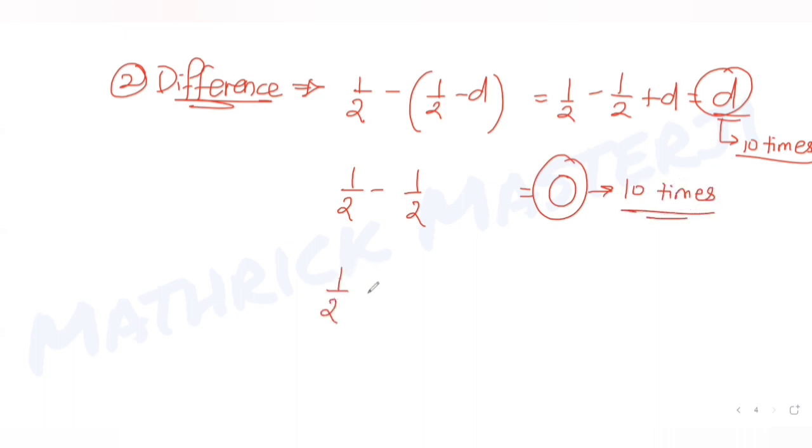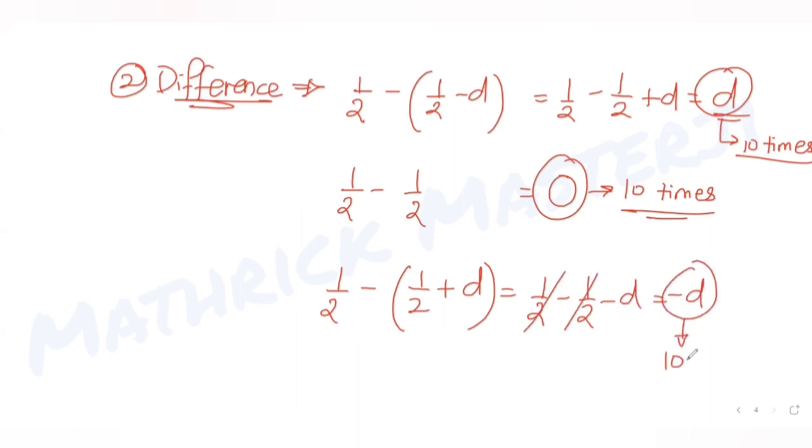The last outcome we had was half minus half plus d, so that gives me half minus d. This again gets cancelled and you have minus d. That also gets repeated 10 times. So when I find the difference, I have d repeating 10 times, then 0 repeating 10 times, and then minus d repeating 10 times. The third step tells me to square those differences.